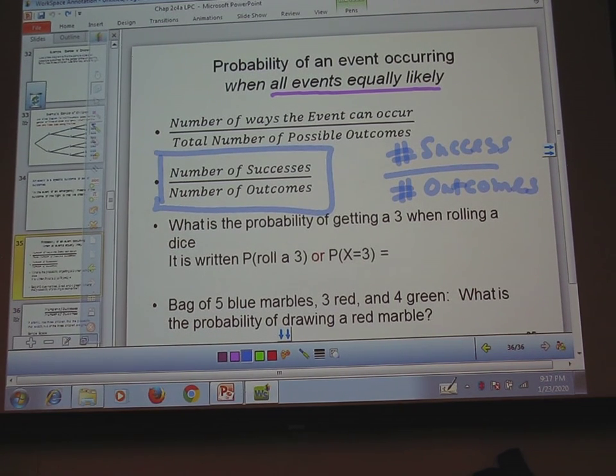How many successes on a dice? How many sides are there? 6. So that's my total possible outcomes. How many of those have a 3 on them? 1. So 1 success out of 6 outcomes. So my probability of rolling a 3 is? Vocal, this is time to say something. Probability of rolling a 3 is? 1 out of 6. 1/6.